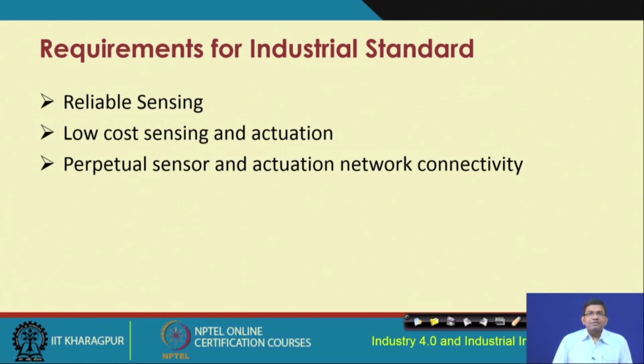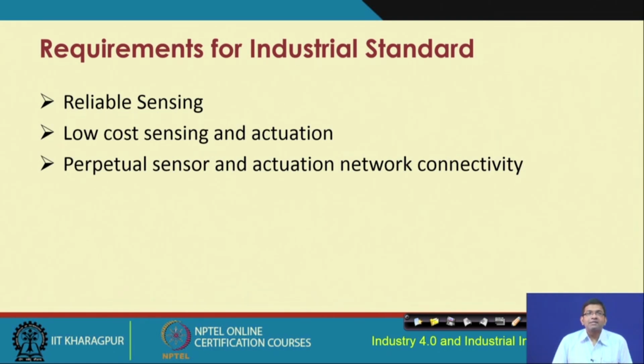In terms of the requirements for industrial standard, it is required to have reliable sensing, low cost sensing and actuation, and perpetual sensor and actuator network connectivity. What is meant by these requirements is that we need to have low cost but higher performing, reliable sensors, and low cost actuators. They have to be reliable and higher performing. They have to be low cost because we are going to use a large number of these different sensors.